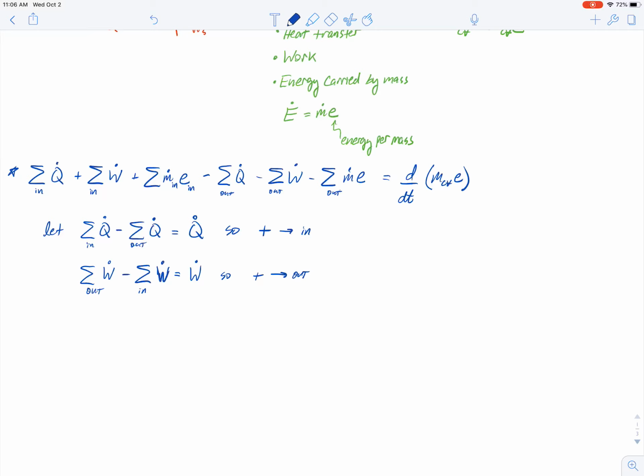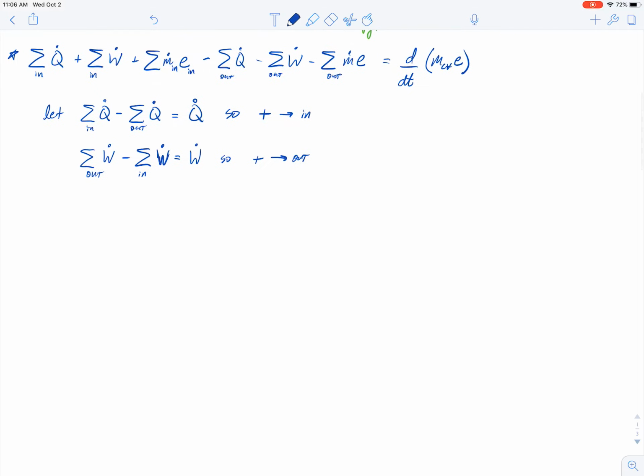I know that's confusing, but it's historical. Before we knew that heat and work were both forms of energy transfer, we just built steam engines, and we knew you put heat in, you got work out. So we called heat in positive, work out positive as well.